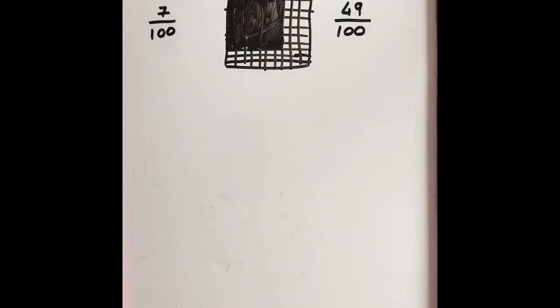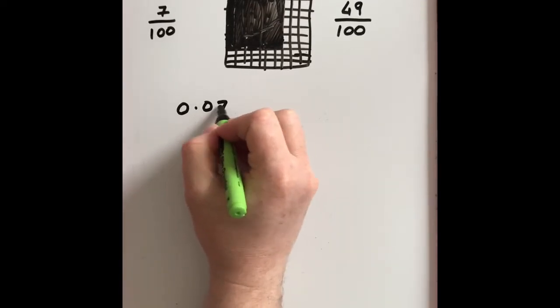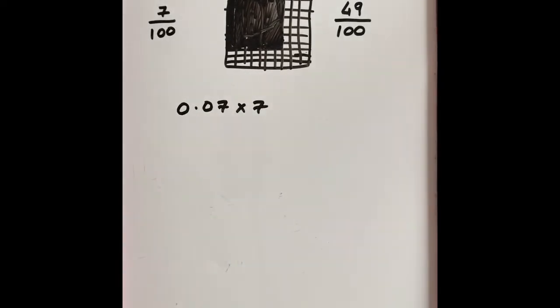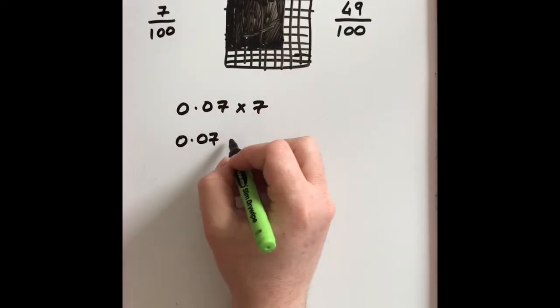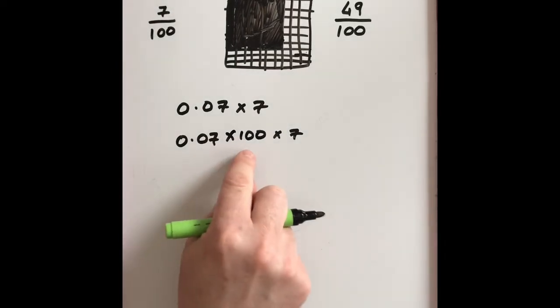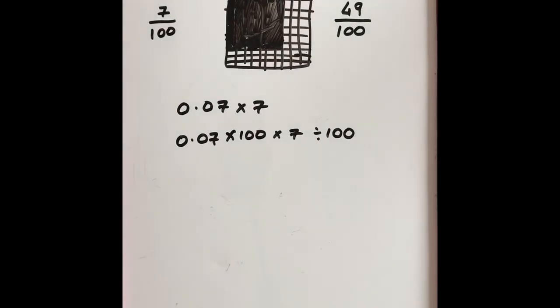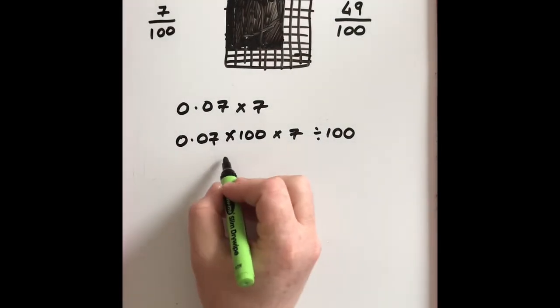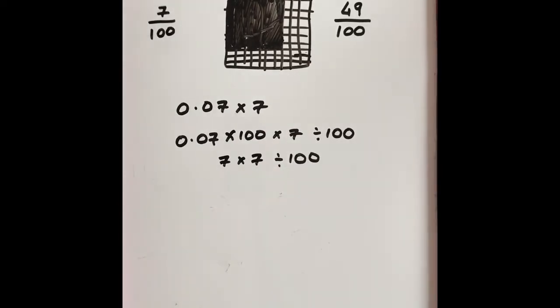So I'm going to provide you with a strategy through area multiplication to work out 0.07 multiplying 7. Again, we're going to think about this as 7 multiplying 7. So what do we have to do to get this into the ones column? We have to multiply by 100. And if we're doing that to change this number, then we also need to divide it by 100. So 7 multiplying 7 divided by 100.